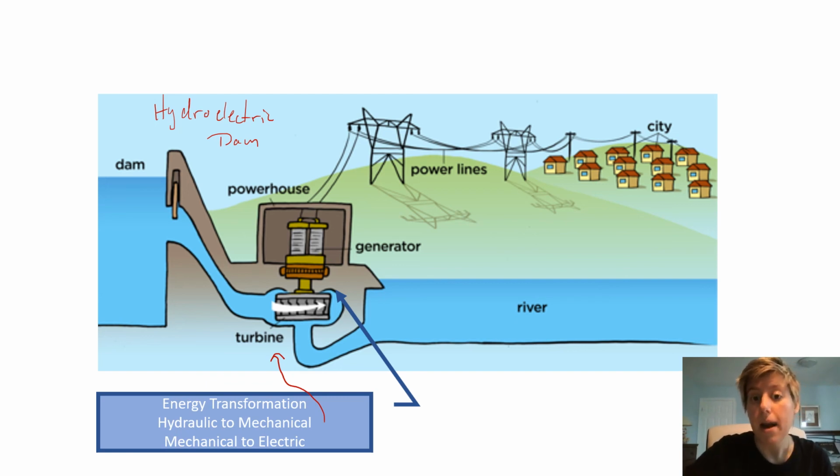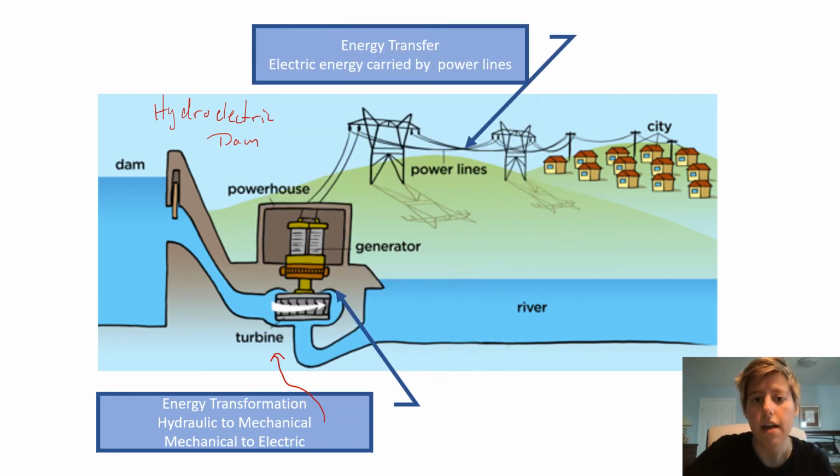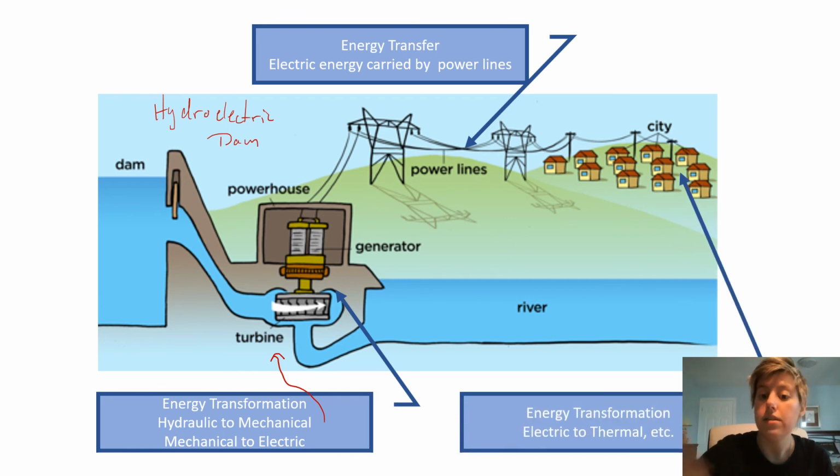Then I have my power lines, and my power lines have the role of energy transfer, because what's entering the power line is electricity. What is exiting the power line is still electricity. So I'm not changing forms, I'm just bringing the electricity from one point to the other. Then once it gets to the city and it goes to all of my houses, that's where I again have another set of energy transformation. So my electrical energy is changing to thermal, changing to luminous, changing to sound, and so on and so forth.